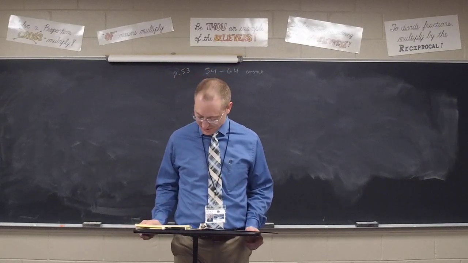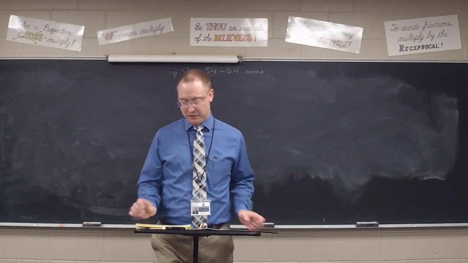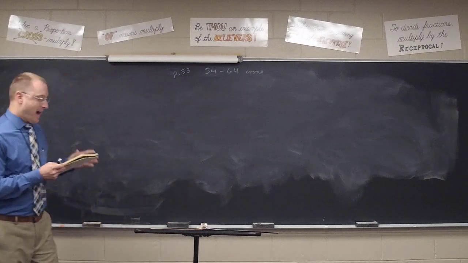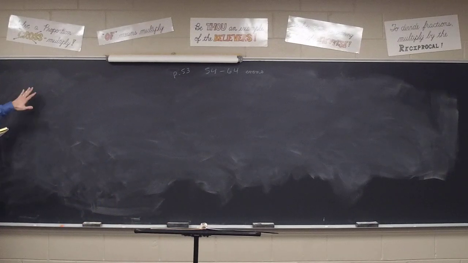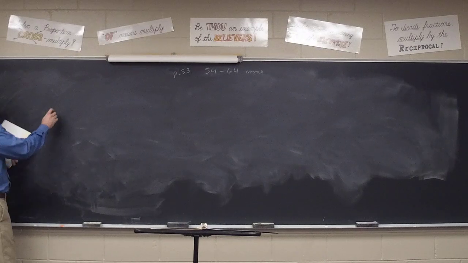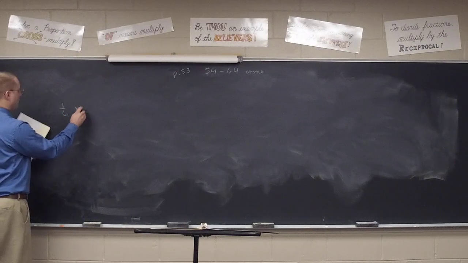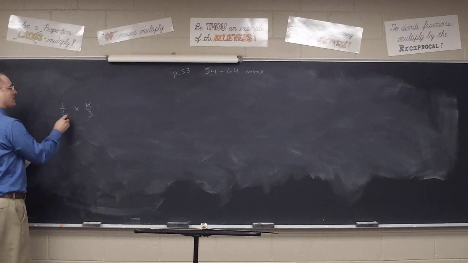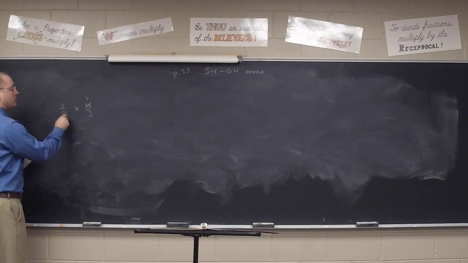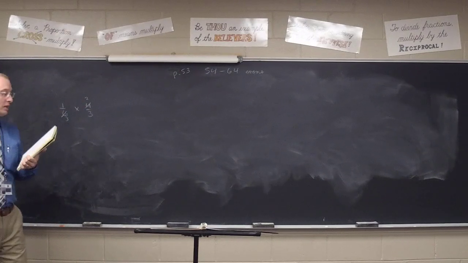All right, let's go ahead and take a look at our answers here. Number 54. I'm not going to write 54 on the board, not the way it's written. How am I going to write 54, Kirsten? 1/6 times 4/3. Good. And I can cancel a little bit here to get a 2 and 3. So our answer is 2 9ths.